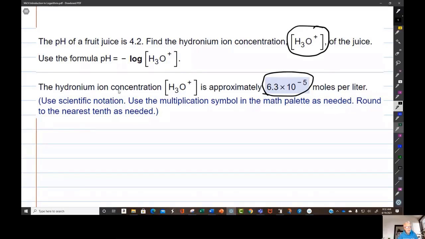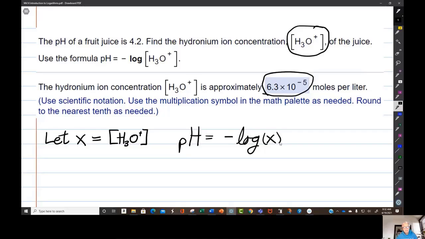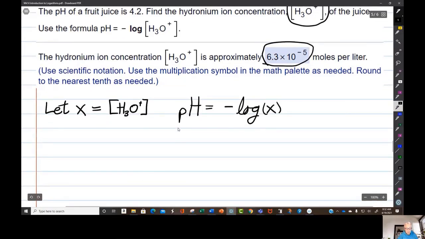I propose to make this problem easier right now. Let X equal the hydronium ion concentration. So that we can rewrite this, what do you say? pH, oh, it's a little p and a big H. pH equals negative log X. That looks so much better. And we're going to solve for x. Okay, so the pH is 4.2. 4.2 equals negative log, that's negative 1 times log x.